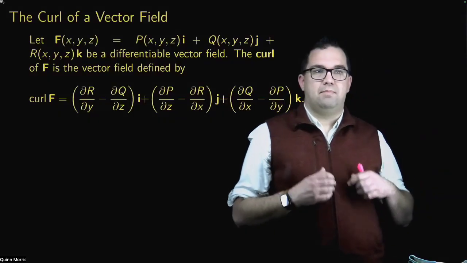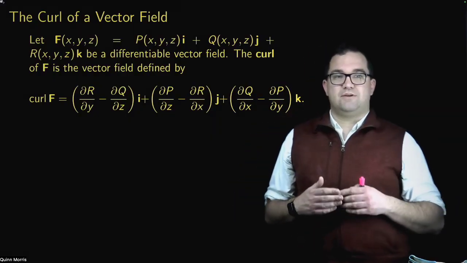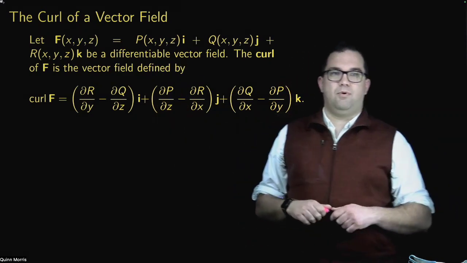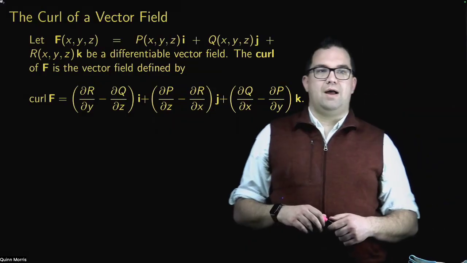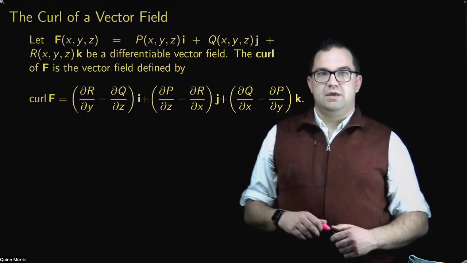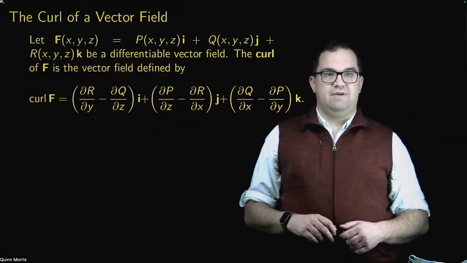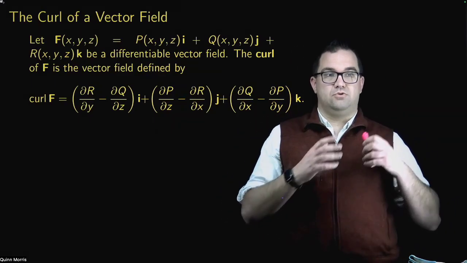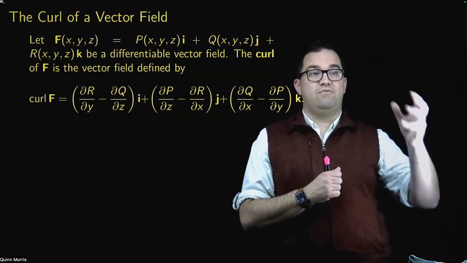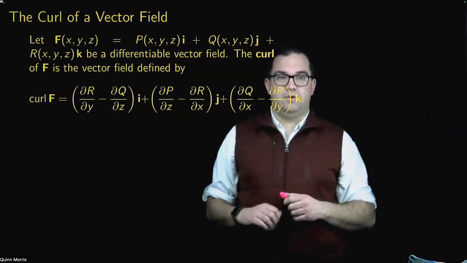So we first want to begin by simply defining the curl of a vector field. Imagine we have a vector field F, and we'll express F in terms of its components: the X component P of XYZ, the Y component Q of XYZ, and the Z component R of XYZ. Let this be a differentiable vector field. Then we define the curl of F as a vector field. So the curl is a quantity related to this vector field F, but itself is another vector field. The curl of F is the vector field defined by the following equation.